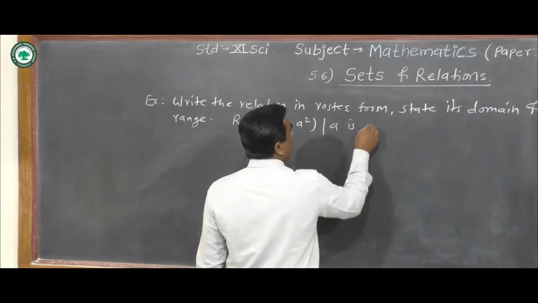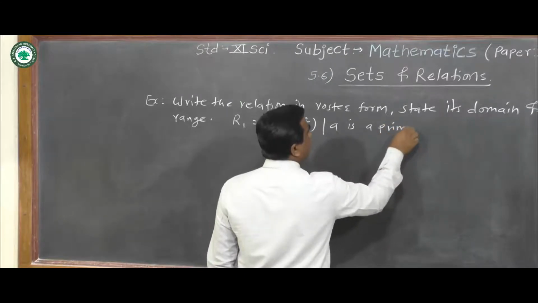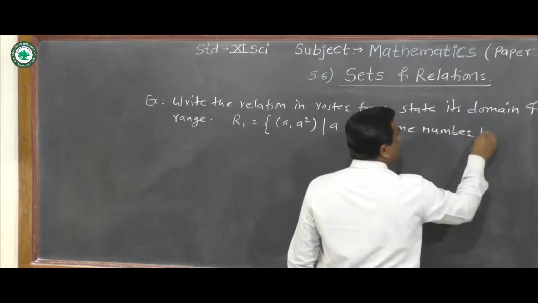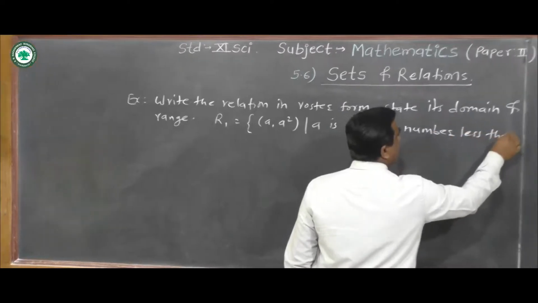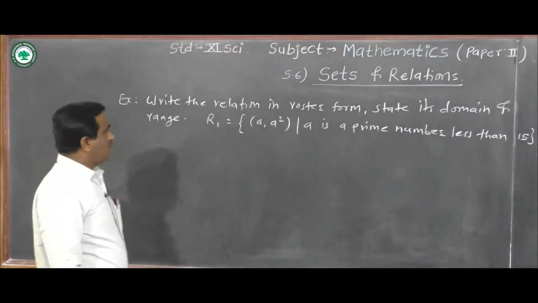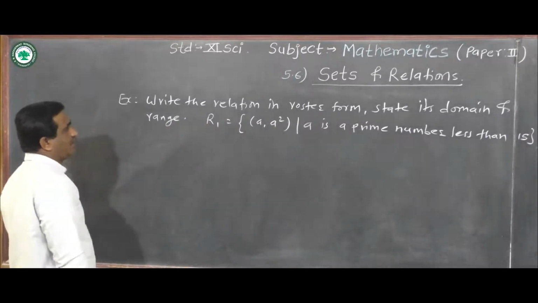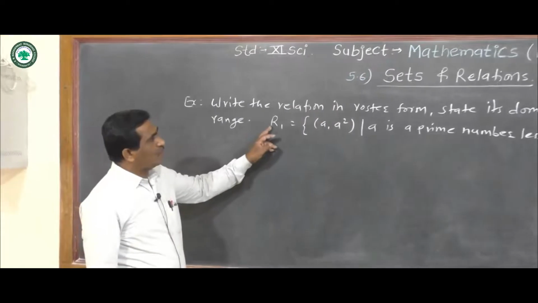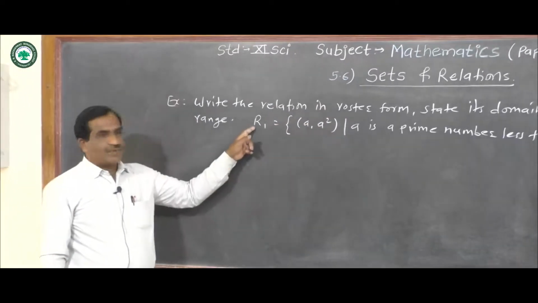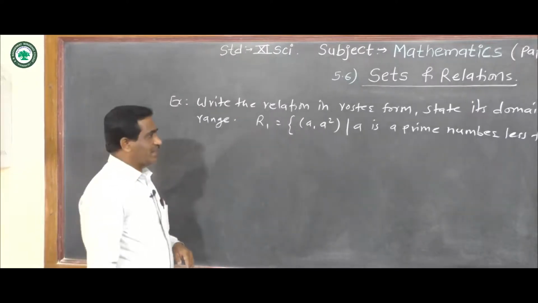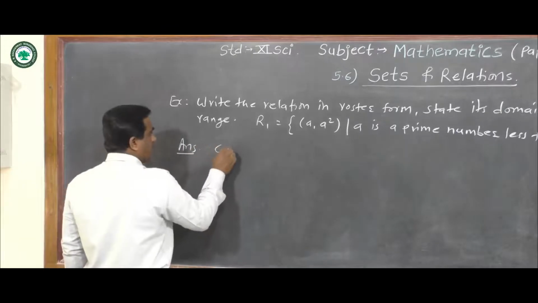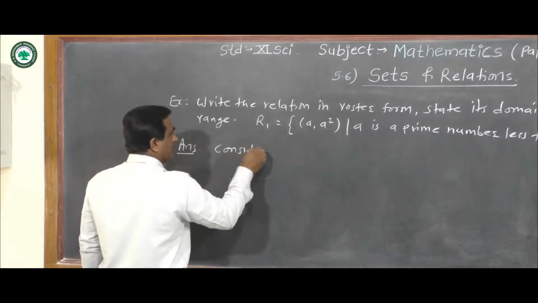A is a prime number less than 15. Okay, this is the given relation. We have to write this relation in roster form, and we have to write the domain of the relation and the range of the relation. Now the answer for this. Consider the given relation.